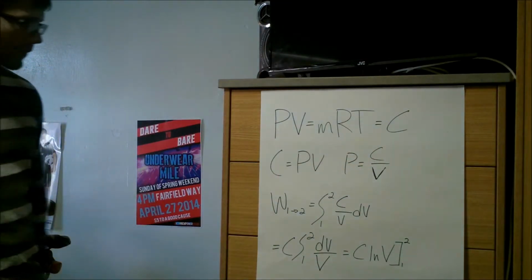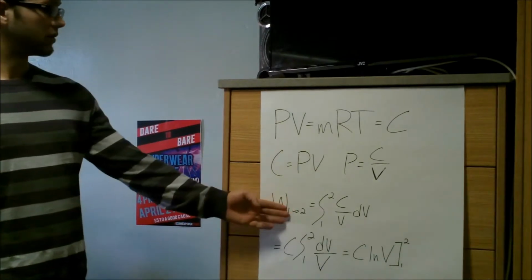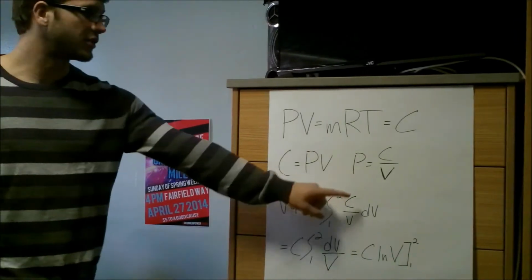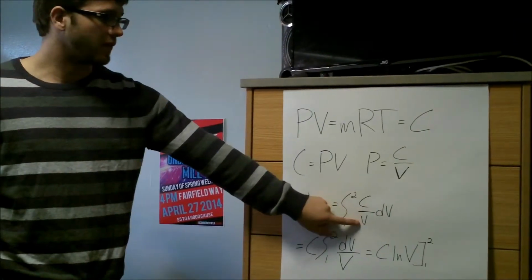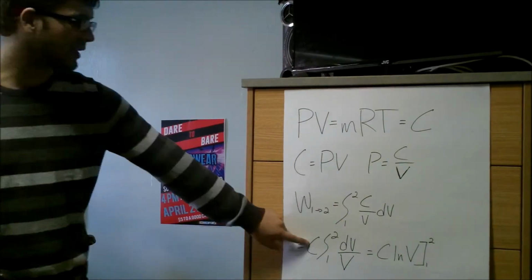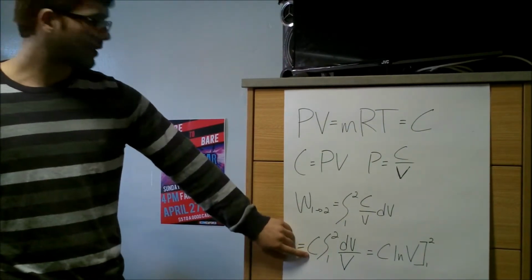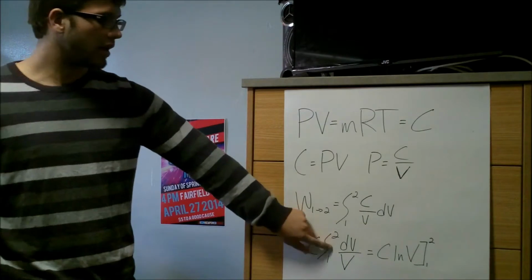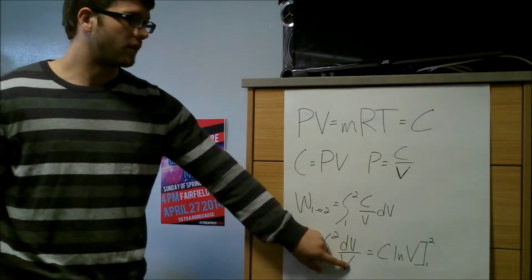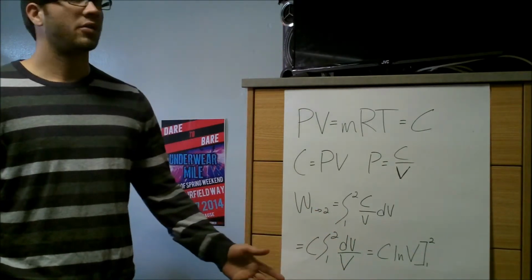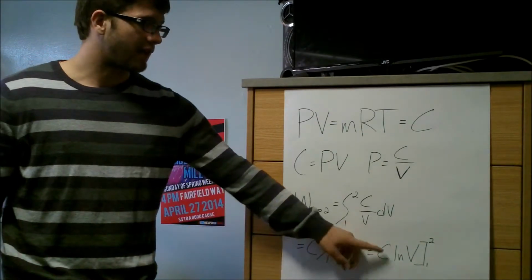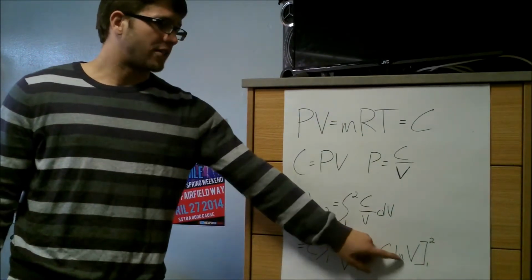Now, set up your original work integral and substitute C over V in for your pressure. You can pull out C since it's constant, and all you're left with is the integral from 1 to 2 of the change in volume over volume. When you solve this out with basic calculus, you're just going to have your constant times the natural log of volume 2 over volume 1.